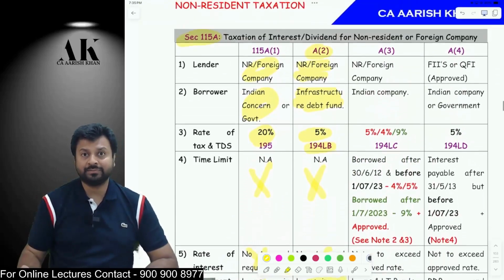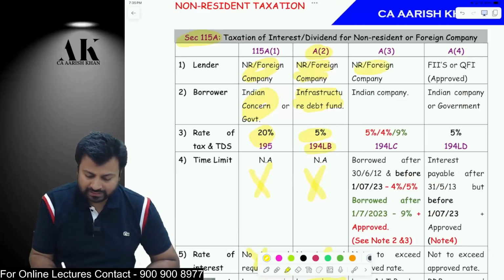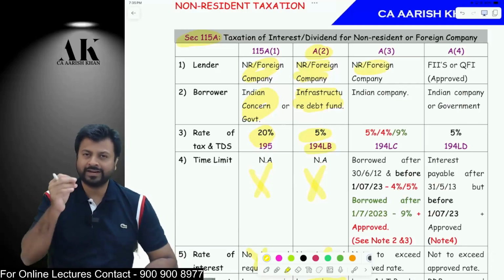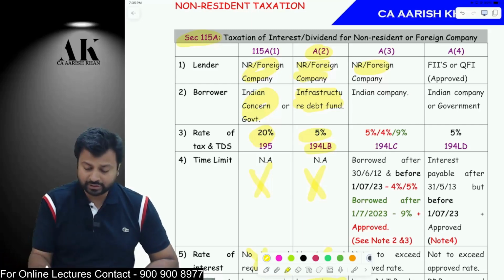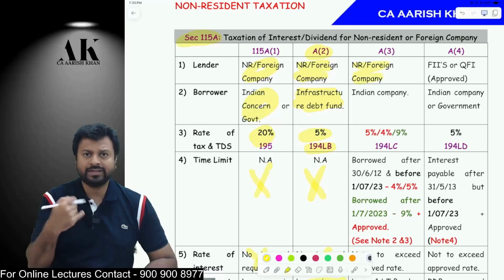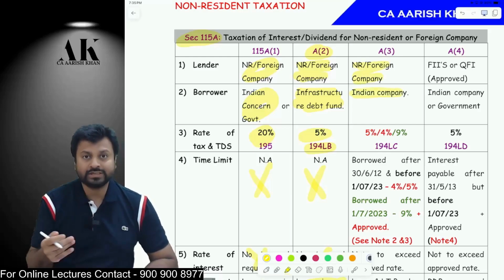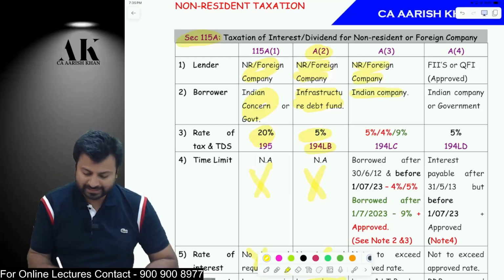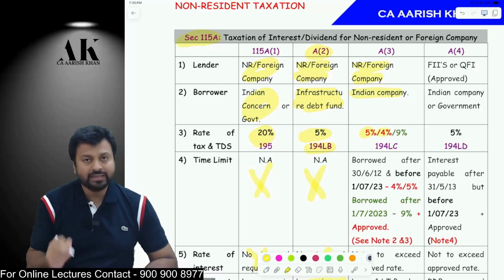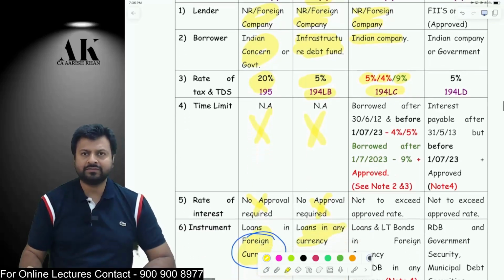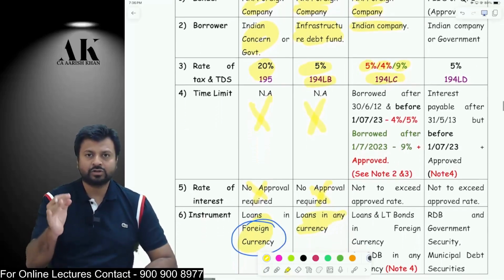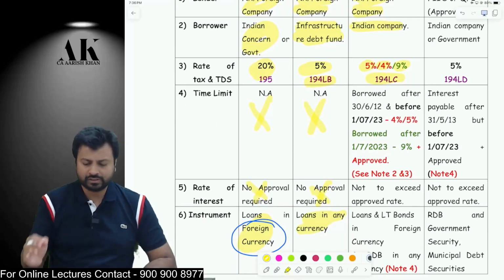The third section is the biggest out of all the interest. First one is simple, second is simple, third one is slightly tricky because there are multiple instruments covered in the third section. Very important. The non-resident or foreign company is the lender, and the borrower is an Indian company. Now here there are multiple rates. In some cases it is 5% tax rate, in some cases it is 4%, and in some cases it is 9%. The TDS will be deducted under 194LC. Now let's see when 5%, when 4%, when 9%, and which instruments are covered here. There are a lot of things to be seen over here.